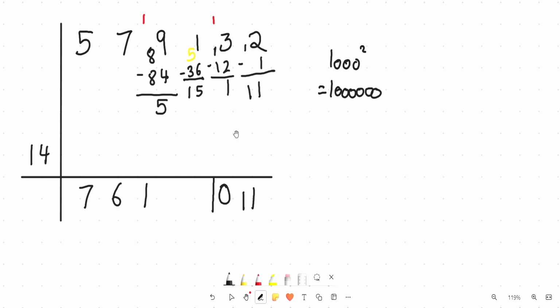I hope you understood this technique. This technique can actually also be used to go into decimals, but that's a topic for another day.